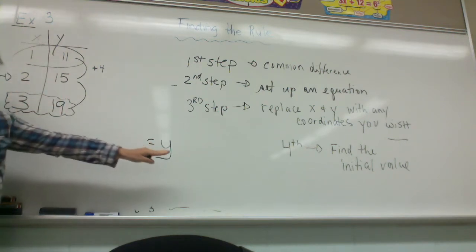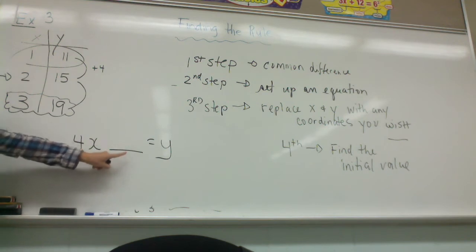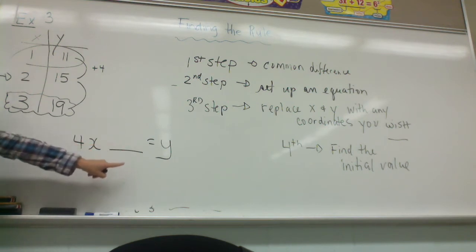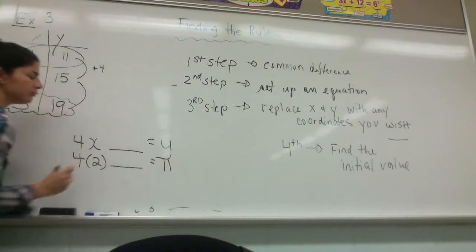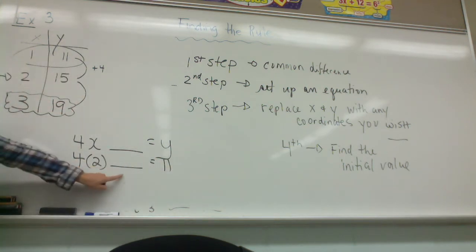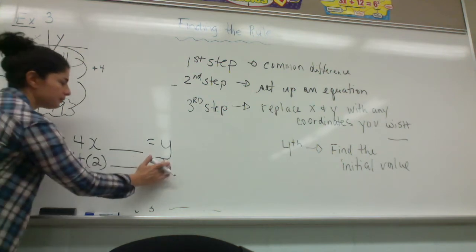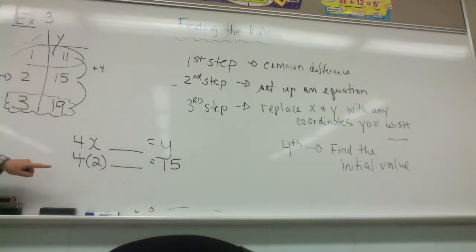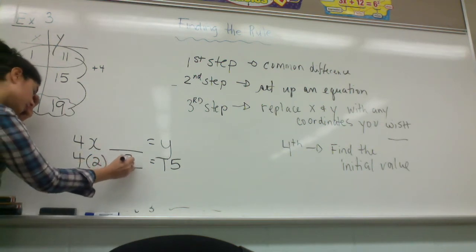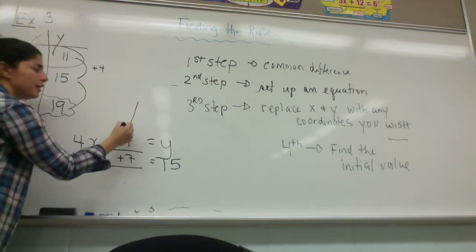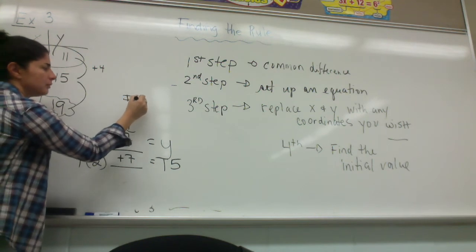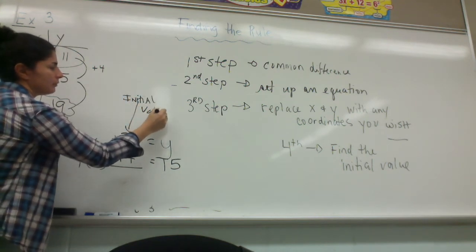By replacing it here, what will it give me? My initial value. So let's do it. I'm going to take 4 times 2, equals 15. What will make this equation true? Plus 7. Now, if anybody used 1 and 11 or 3 and 19, you will also get the initial value of 7.